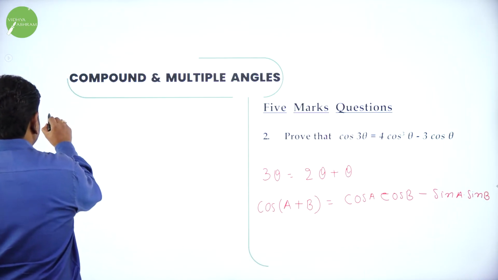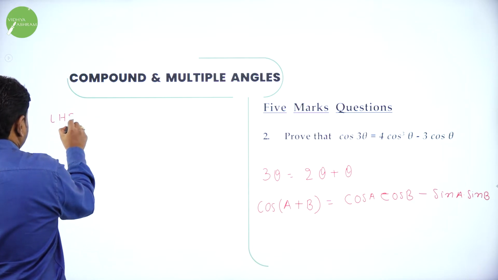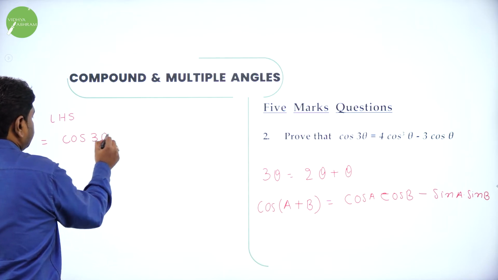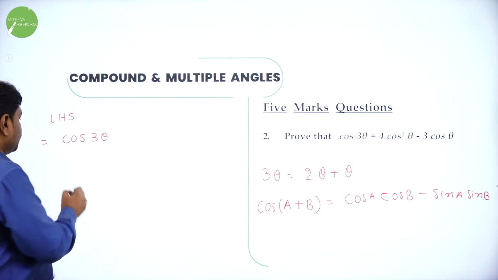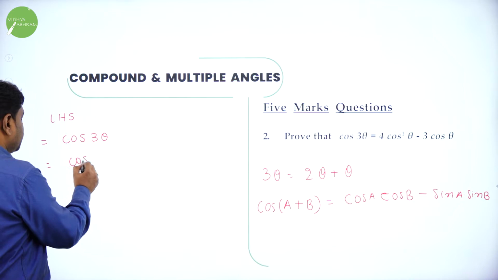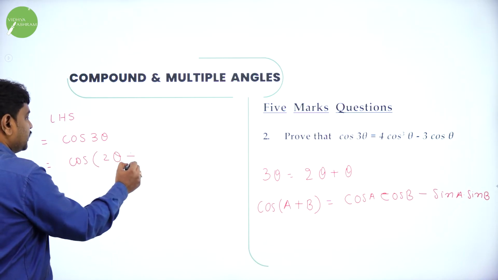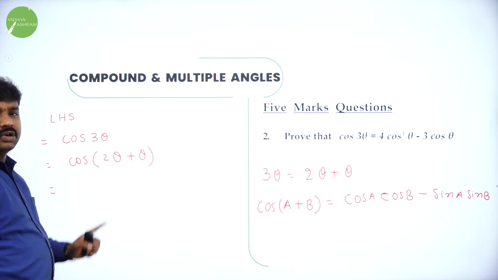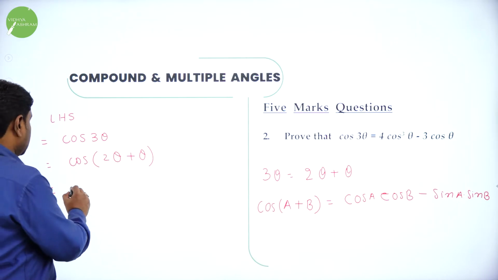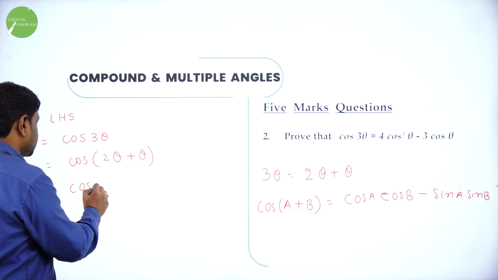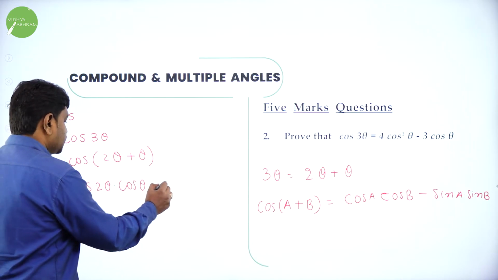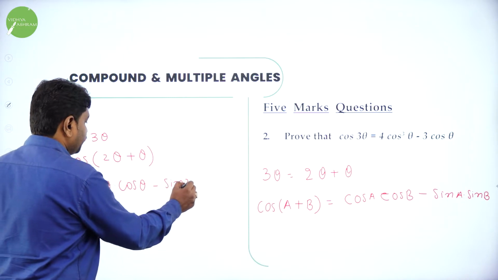Now we'll take LHS like the last case. In LHS we have cos 3 theta. I am writing cos 3 theta. Further, cos 3 theta can be written as cos of 2 theta plus theta. Now this is in the form of cos of A plus B. What is cos of A plus B? Cos A cos B minus sin A sin B. So it will become cos 2 theta cos theta minus sin 2 theta sin theta.